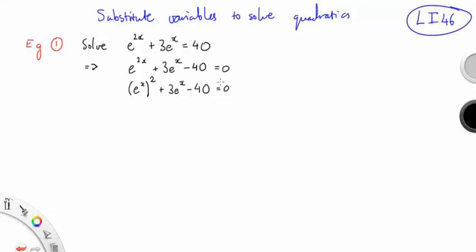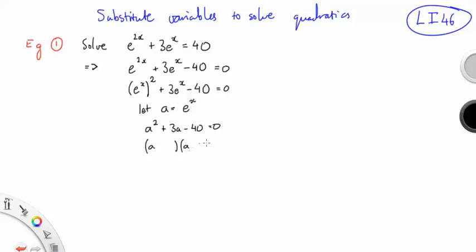And let's make it really obviously a quadratic by substituting a variable. And the way we do that is we let a letter like a equal e to the x. So we substitute that in, we get a squared plus 3a minus 40 equals 0. Now we can solve this like a regular quadratic. So we're looking for two numbers that multiply to give negative 40 but add to give 3.